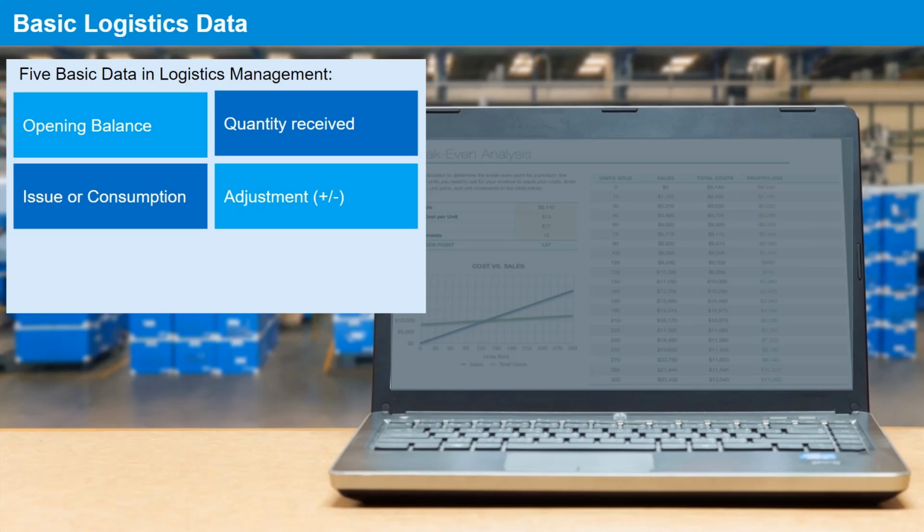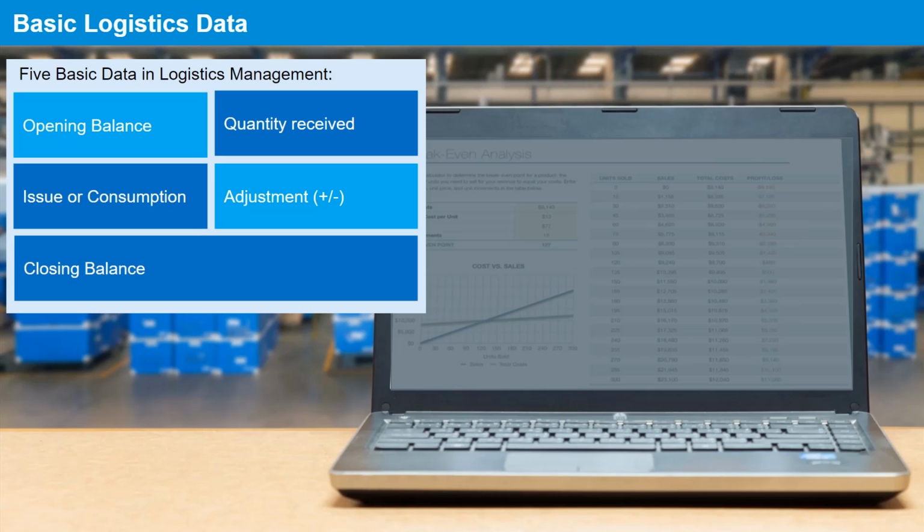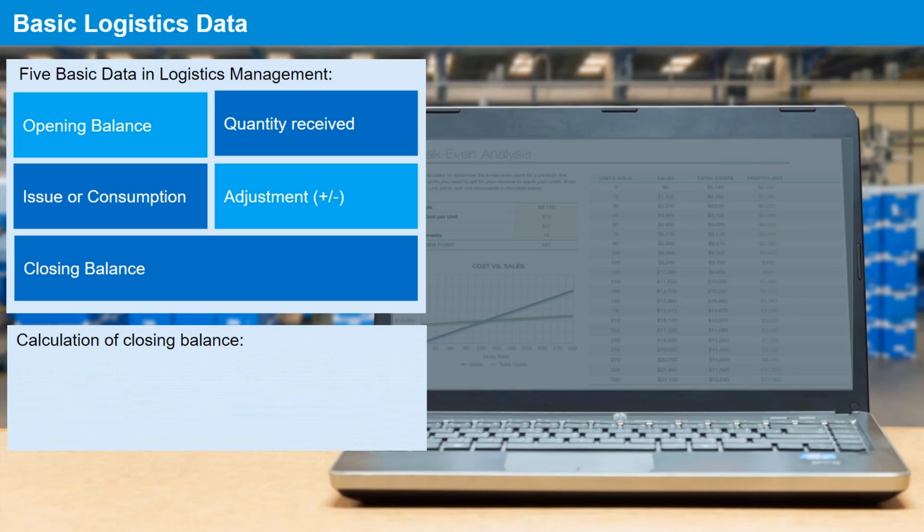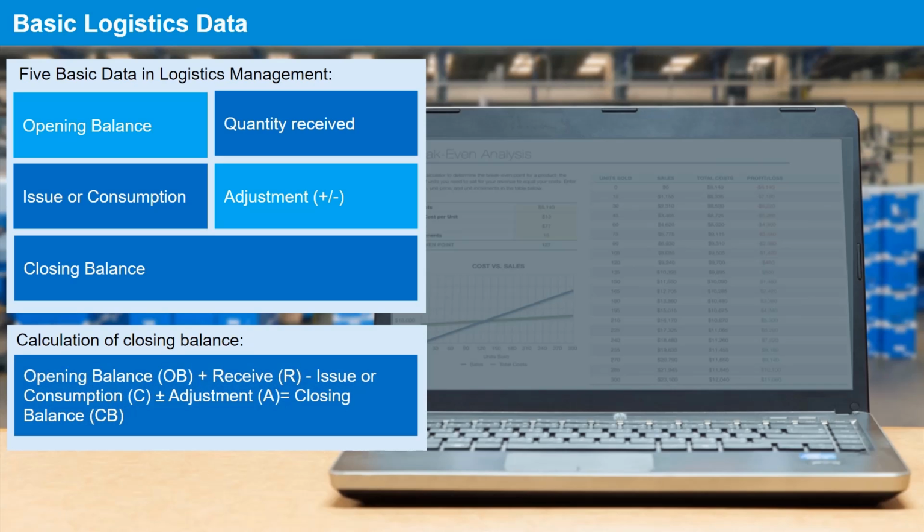Adjustment plus minus. Any exceptional transaction such as add to stock, deduct from stock, transfer to unusable, etc. Closing balance. The closing balance is the stock at the end of the month, that is, the last day of the month. The basic logistics data have relationships that can be defined with the following formula. To calculate closing balance, you need to add received to the opening balance, then deduct issue or consumption, and then add or deduct adjustments if any.